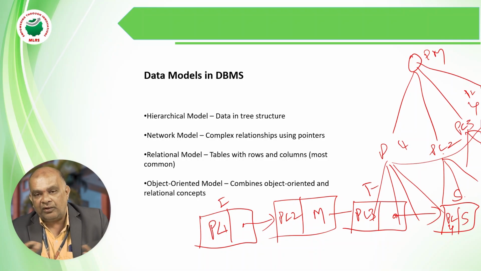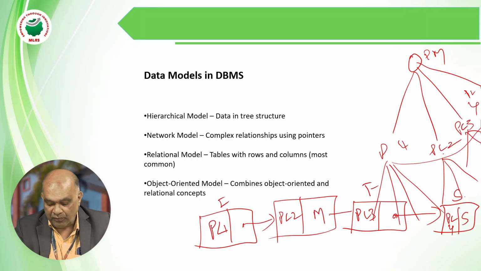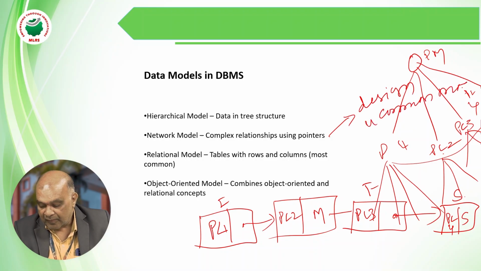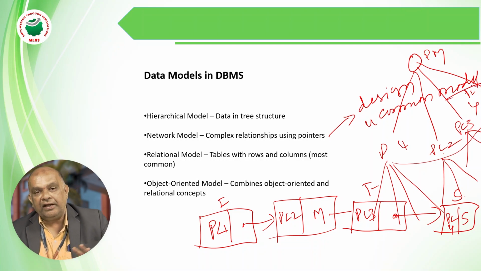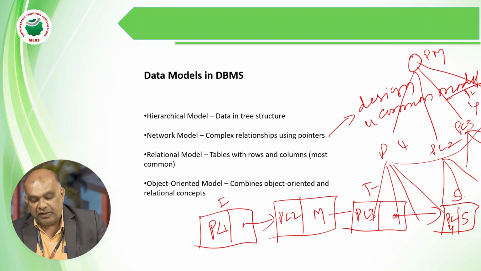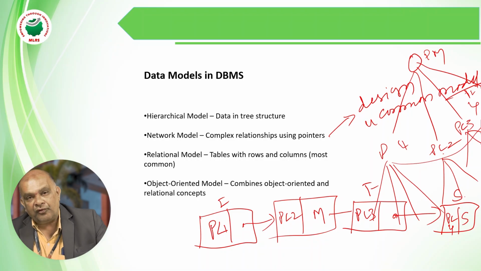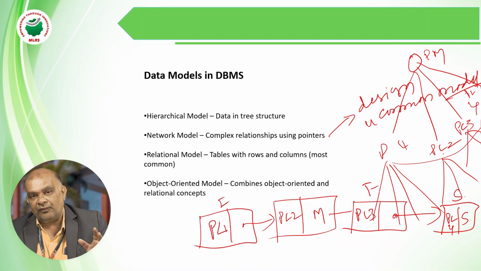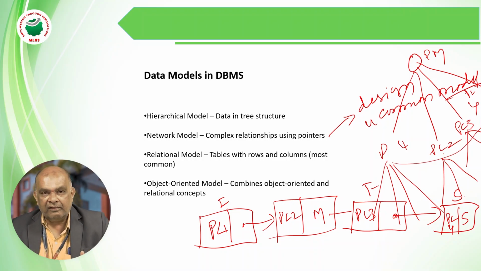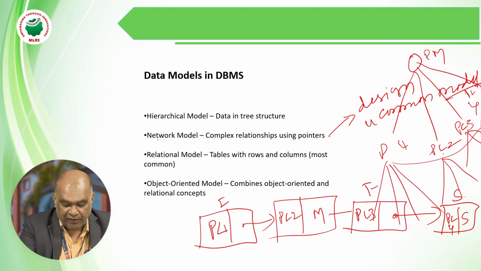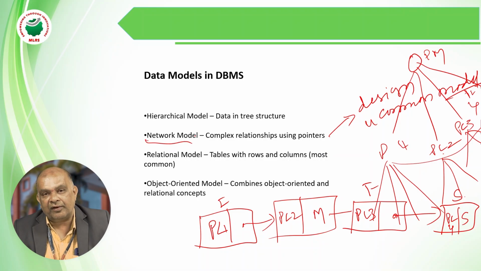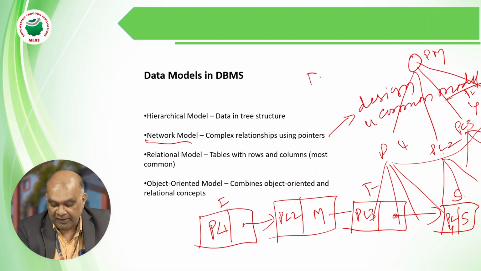That means in a network they are going to design a common model. 4 different department people are going to design a common model, and all the permissions for these 4 different department people are given by the database administrator. So the network will be there in between them. So they are going to design a network model, and in that network model also we use the database management system.